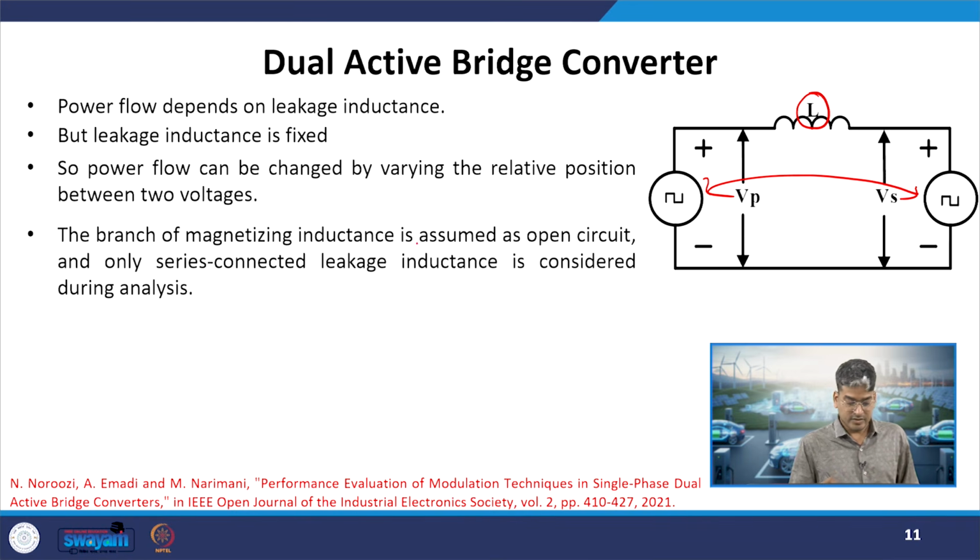Here in this case, when we were discussing the transformer equivalent circuit, we have seen that it has many components. Here we are neglecting the magnetizing inductance and assuming it to be open circuited, so that there is no current flowing through the parallel branch. We are only considering the series component, that is the leakage inductance. So, why are we doing so?